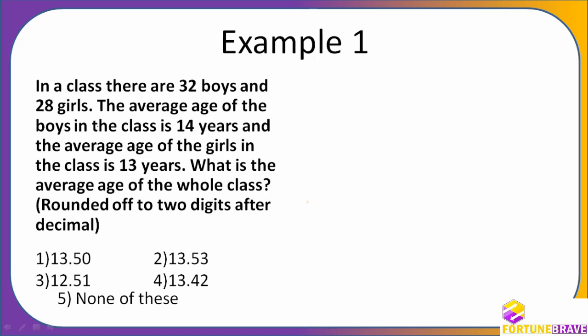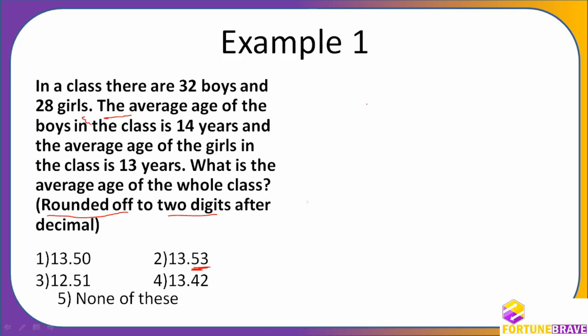In a class, there are 32 boys and 28 girls. The average age of boys in the class is 14 years and the average age of the girls in the class is 13 years. What is the average age of the whole class, rounded off to two digits after decimal? This is one of the good things, that you got a rounded off question. Whenever there is a rounded off question, you need not solve more than two decimals. Two digits after decimal they are saying.